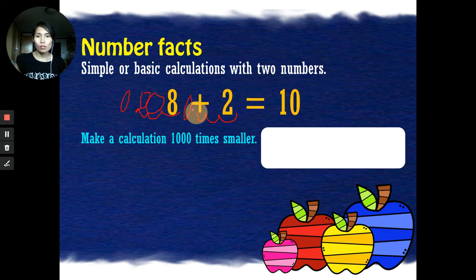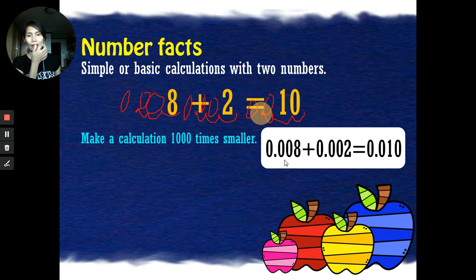The same with 2: 1, 2, 3. So it's 0.002. And for 10: 1, 2, 3. Since 10 already has 2 digits, we'll just add one more zero here, and then 0 before the decimal point. So let's see. All right, so that's it. We move 1, 2, 3. We move the decimal place 3 times to the left. That's how to divide by moving to the left.